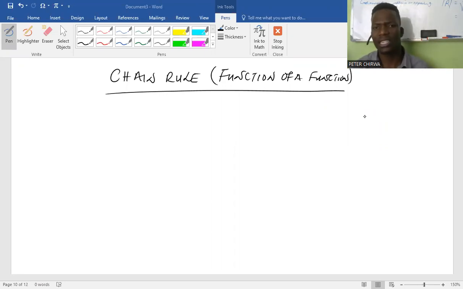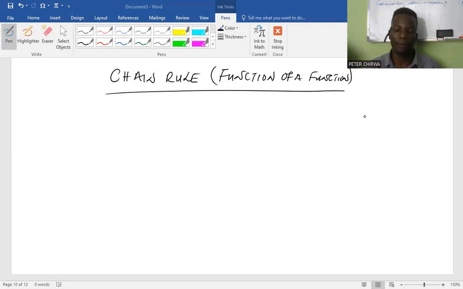Now, we started looking at differentiation, and we dived into looking at basic differentiation rules. We've done a number of rules. So if you've missed any video, you can go back and check the videos on differentiation. We have been dealing with the differentiation of the power rule, first principle, product rule, quotient rule.